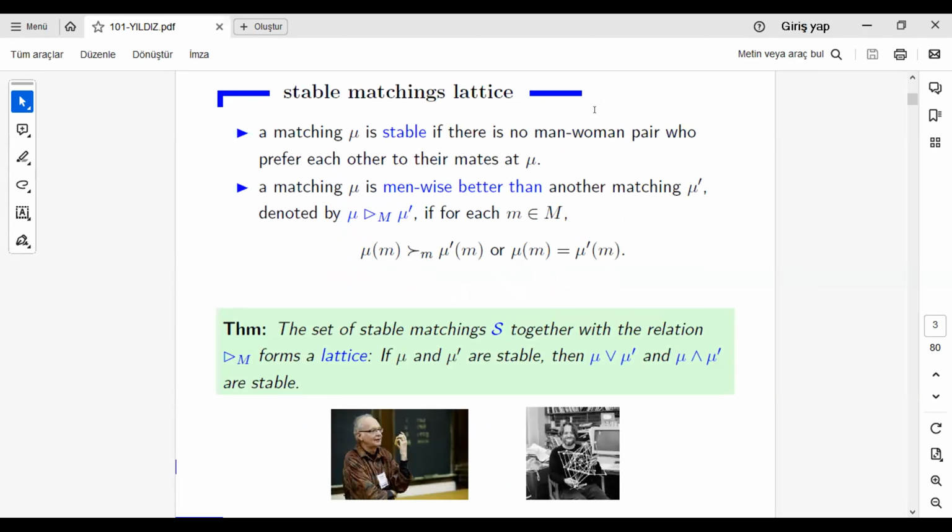The solution concept is a stable matching. That corresponds, by the way, to the core of this game when viewed as a cooperative game. And a matching is stable if there is no man-woman pair who prefer each other to the mates they are matched with at mu.